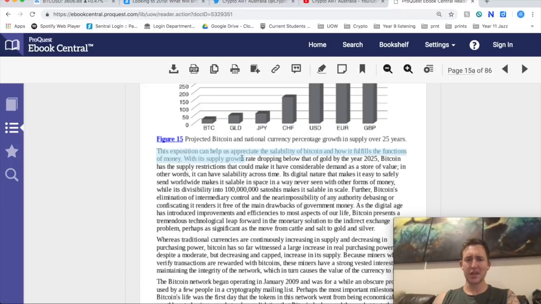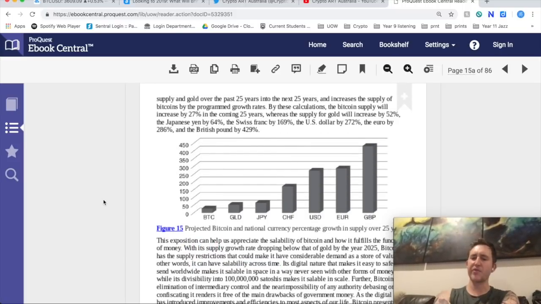This exposition can help us appreciate the salability of Bitcoin and how it fulfills the functions of money. With its supply growth rate dropping below that of gold, Bitcoin has the supply restrictions that could make it have considerable demand as a store of value. In other words, it can have a salability across time. So I think this kind of figure is really important, because it gives you an understanding of the significance in comparison to global currencies and the impact that it could have as a store of value in the future.